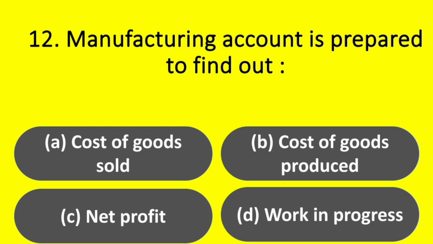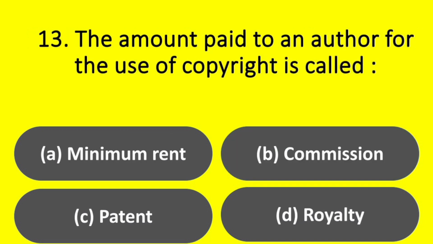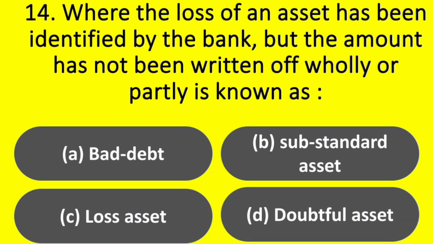Manufacturing account is prepared to find out: cost of goods sold, cost of goods produced, net profit, work in progress. Answer: option B, cost of goods produced. The amount paid to an author for the use of copyright is called: minimum rent, commission, patent, royalty. Answer: option D, royalty.